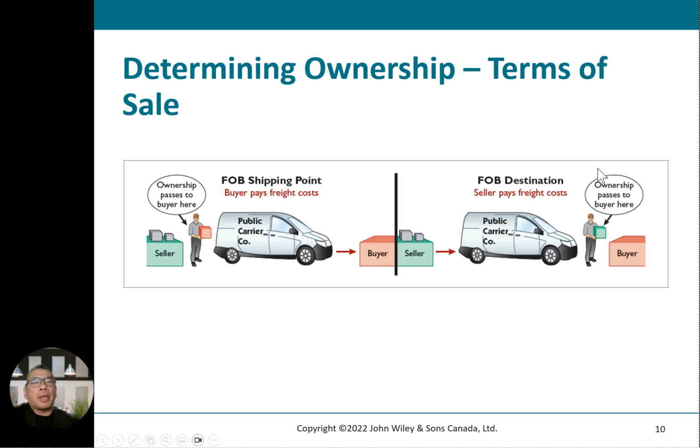Let's say you buy a screw from Shanghai, then that screw is transported using a freight system, then it arrives at your door, then the ownership is transferred to you. That's called FOB destination. Well, the seller pays the freight cost. Okay, that's different. With the other, the buyer pays the freight cost. There are two different points: FOB shipping point and FOB destination.